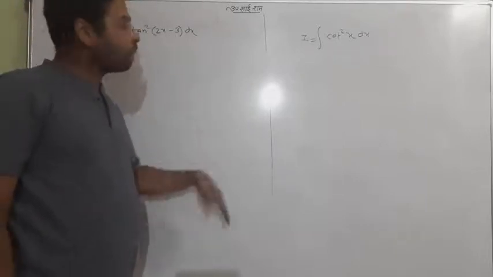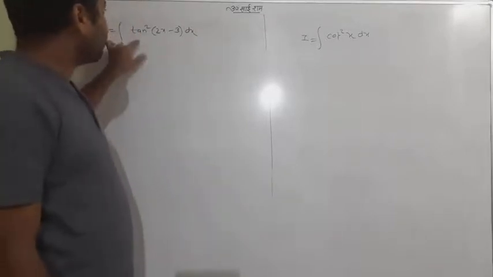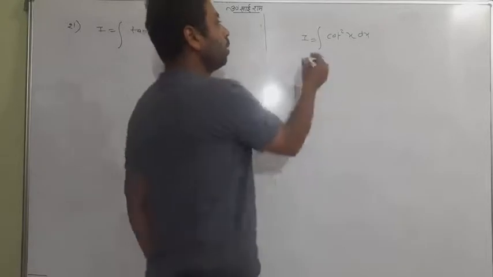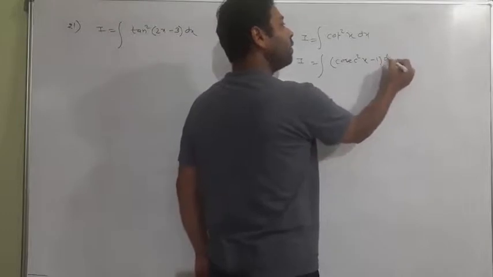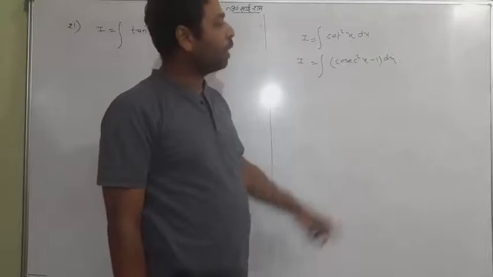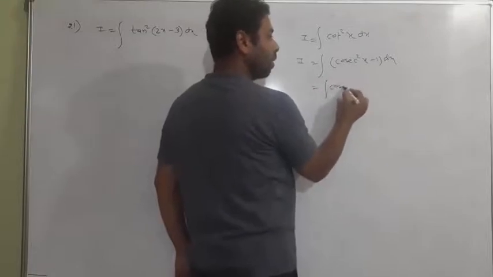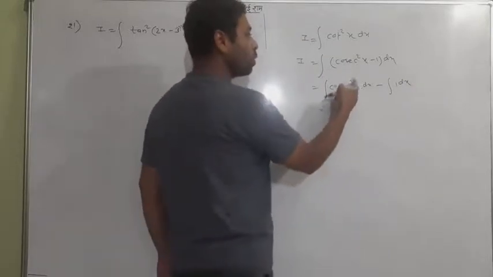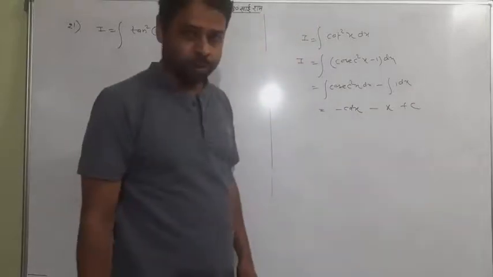Before starting this question, I want to draw your attention to two functions, especially tan square and cot square. Whenever tan square or cot square comes, you will change it to cosec square x minus 1 for cot square. It is the only way to find the integration of cot square x. Now you can separate it and get your answer, because cosec square x and 1 both have specific integrations. Integration of cosec square x is minus cot x, and the integration of 1 is x, plus c. This is the only way.